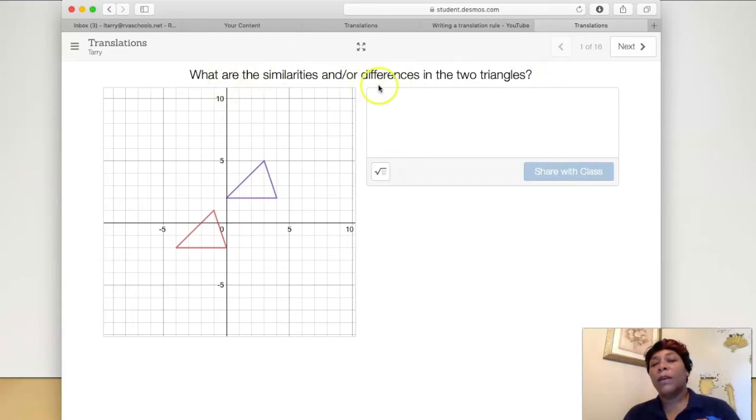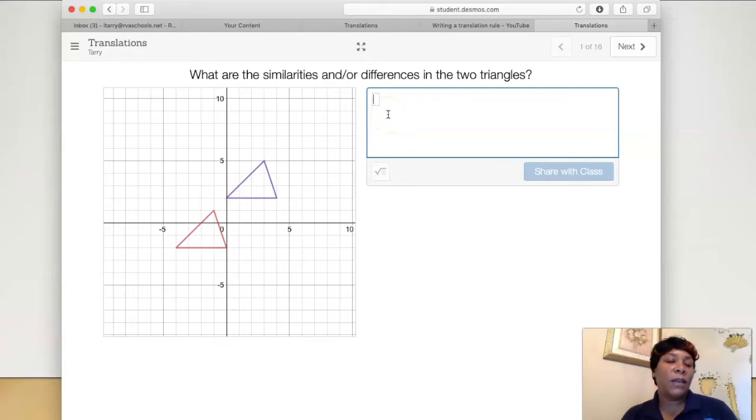So what are the similarities and differences in the two triangles? Pause the video and jot down some of your ideas while I type in some ideas. I just want to be able to show you what it looks like. So I'm going to go here where it says type the math, and I'm going to type in a few ideas. So what do I see here? You pause it while I type.